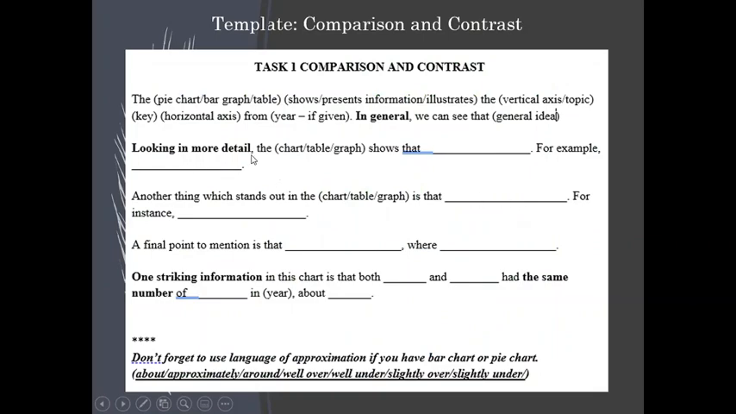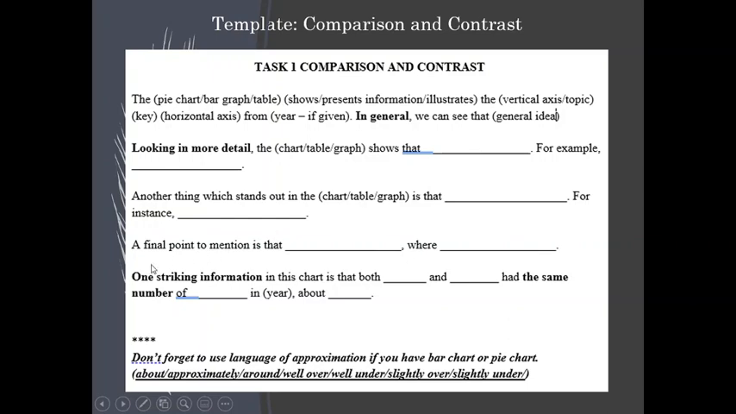Looking in more detail, the chart, graph, or whatever it is shows that. So what can you see? What is the first group? You remember I told you that you need to put them in groups. So what is the first group? After that, the second thing, the second group that you created. The final point, the third group that you created.